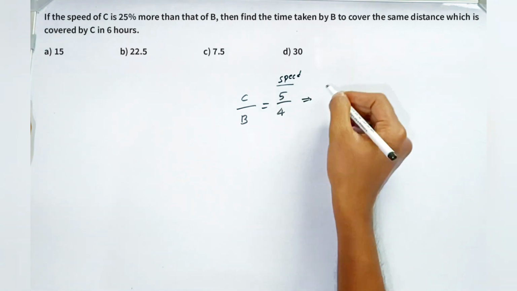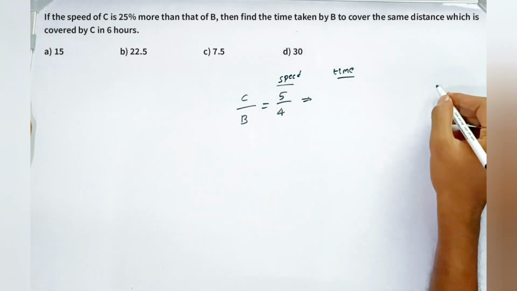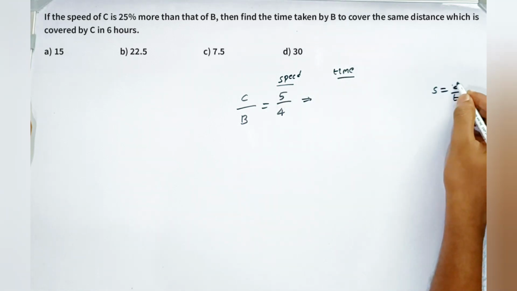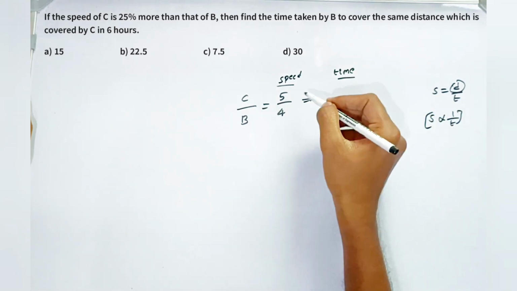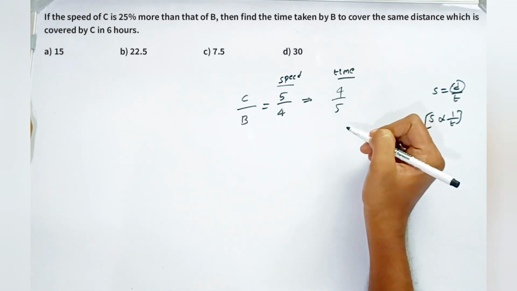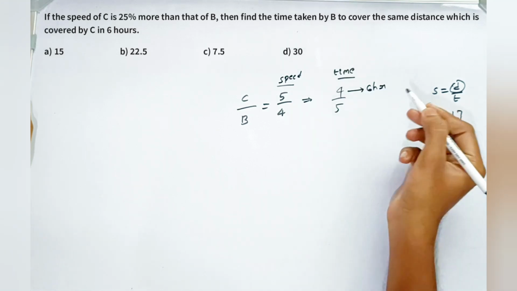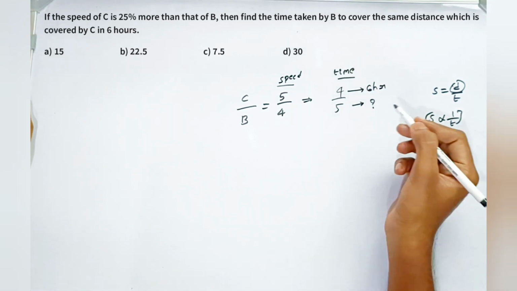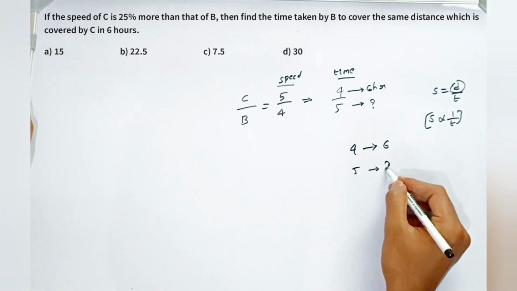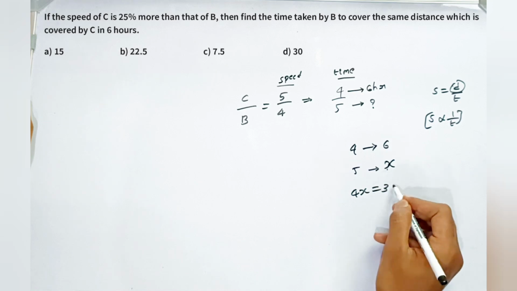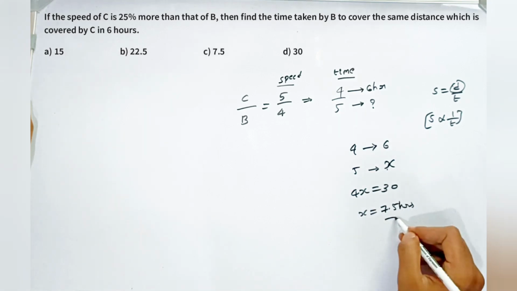If you want to calculate the ratio of time for the same C and B, we just need to invert, because speed is equal to distance by time, right? If the distance is the same, speed is always inversely proportional to time. So for the time it will be reversed, which means 4 by 5. And in the question it is given that the time taken by C is 6 hours. Then how much time would be taken by B, which we can simply calculate by cross multiplication. I'm taking it as x. 5x is equal to 4 times 6, so 4x is equal to 30. x is equal to 30 by 4, nothing but 7.5. So 7.5 hours is the answer.